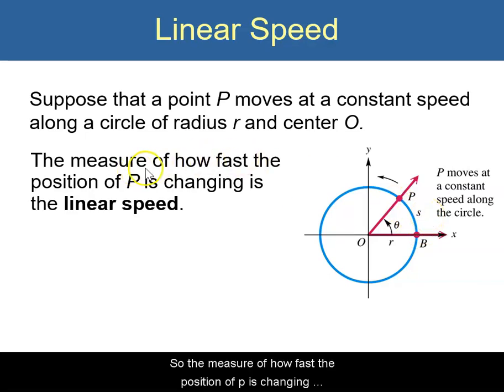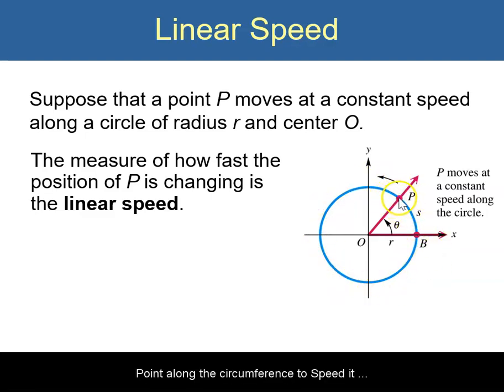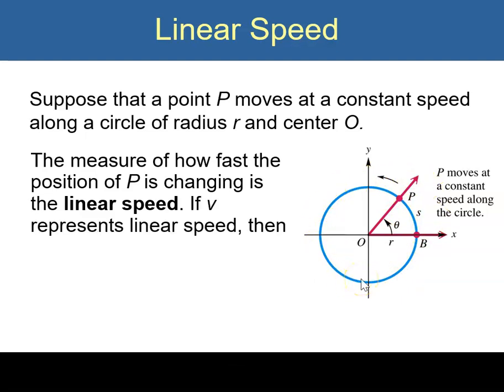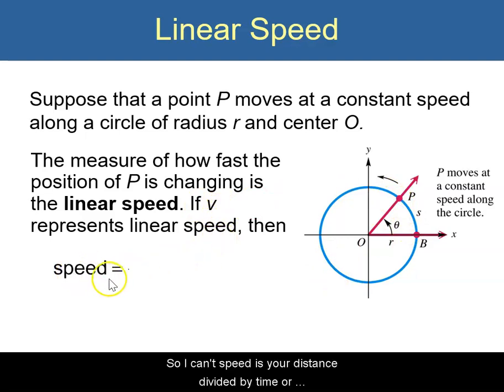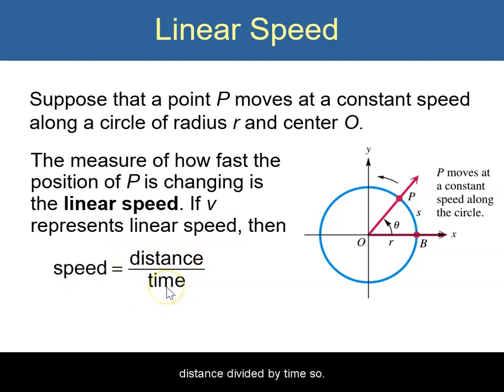So the measure of how fast the position of P is changing is the linear speed. So the speed that P is moving around the circumference of our circle is the linear speed, okay? We will call this V. V is the linear speed. So again, speed is your distance divided by time.